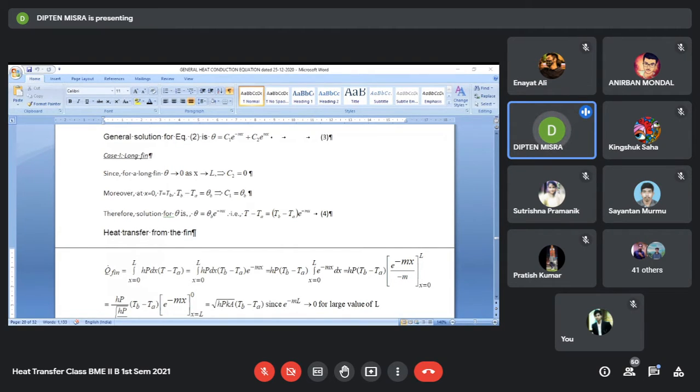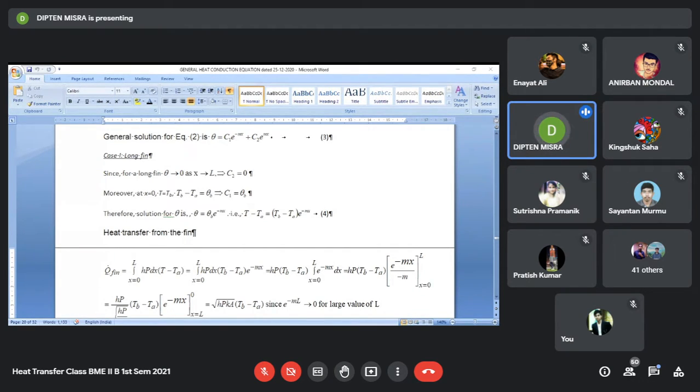The temperature variation for an ideal fin. So what will happen? Throughout the length of the fin, you have the same value of temperature difference, which is the cause for convective heat loss. So for this case, the heat loss will be the maximum. That is for the case of the ideal fin, that there is no temperature drop. The temperature is uniform over the length of the fin.